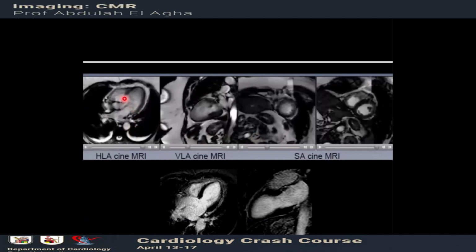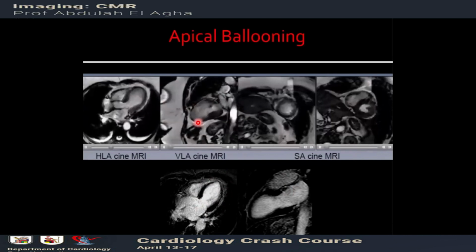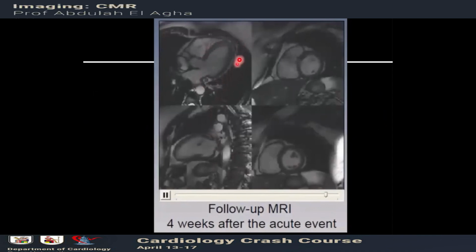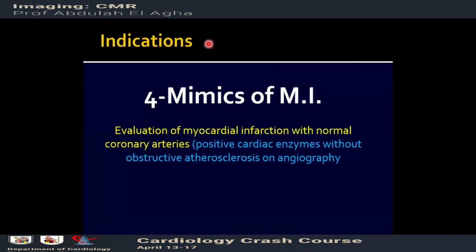You see that the basal part of the myocardium is contracting while the apex and part of the mid walls are not contracting. And when you do the gadolinium enhancement, there is no scar. So these areas that are not contracting well have no scar, and this patient has normal coronaries, so the diagnosis is apical ballooning, or Takotsubo. If you give just medical treatment for this patient and do a follow-up MRI, all the segments will regain their normal motion and thickening. Okay, and a very important indication is the mimics of myocardial infarction.